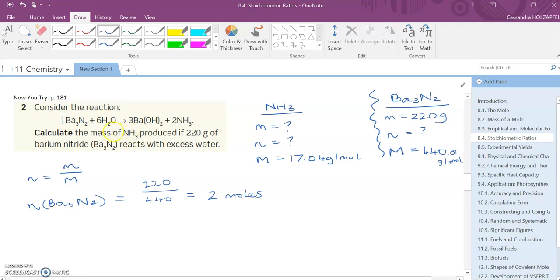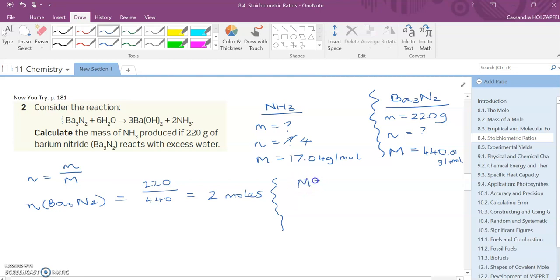So what is the mass of NH3 that's going to be produced? Okay, so since I've doubled this and we've got an excess amount of water, it means I'm going to double the amount of ammonia being produced. So it means I'm going to have 4 moles. So now we know that I've got 4 moles of ammonia. So I'm going to substitute it into that formula, and I'm going to rearrange.